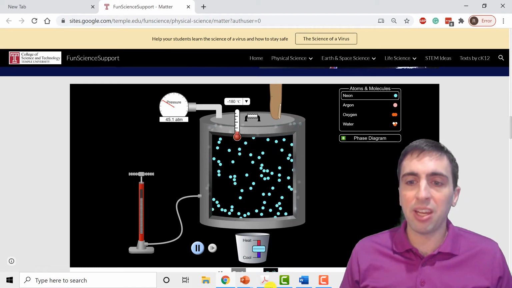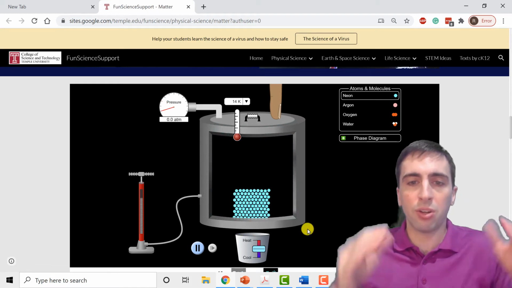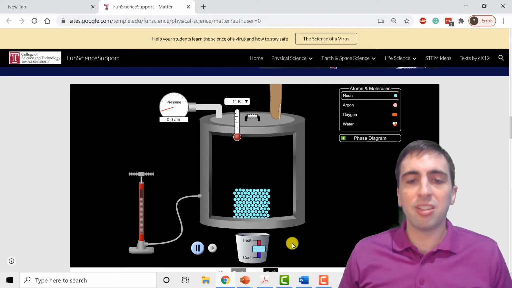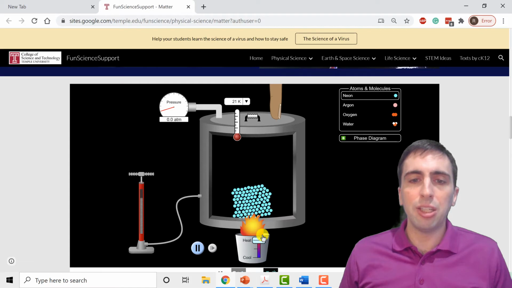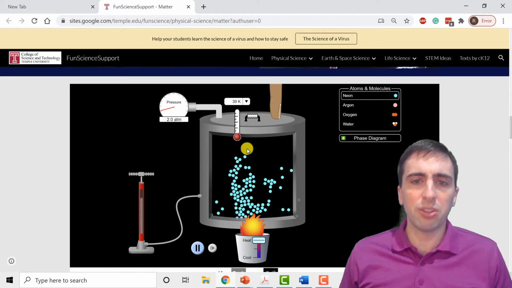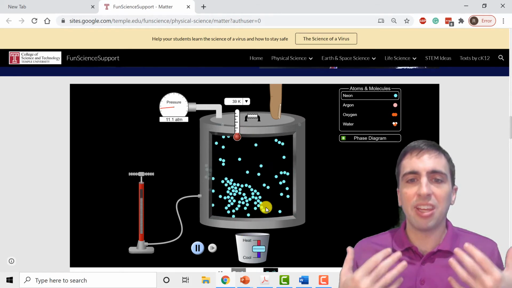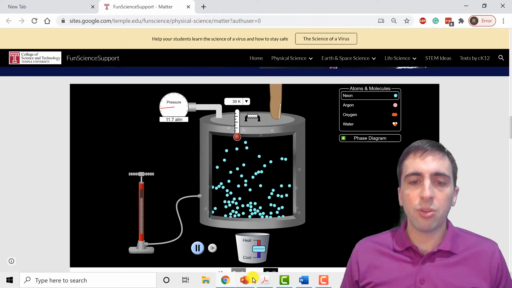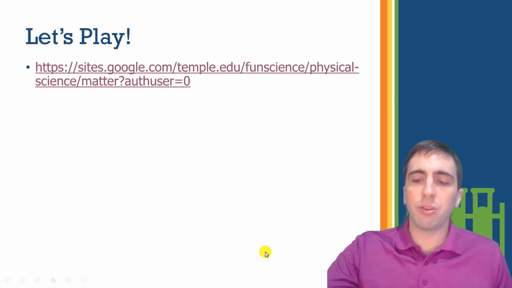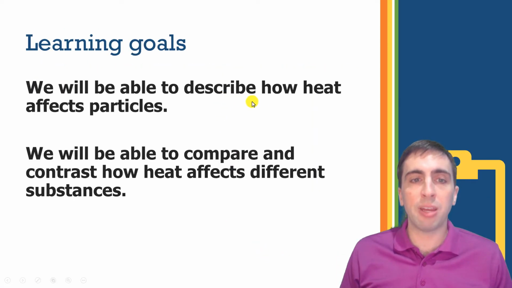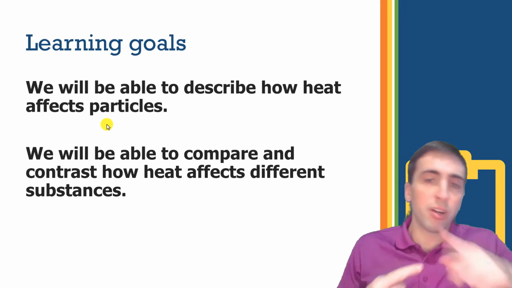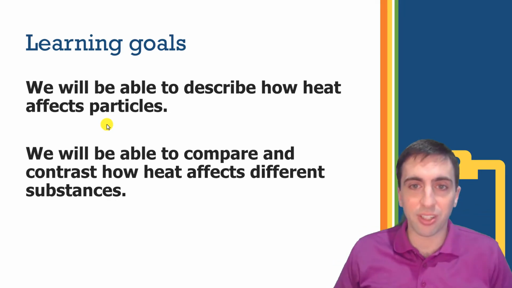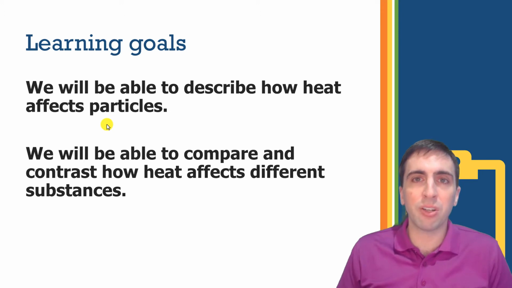If we go back to the beginning, you can see the particles are all lined up nicely. It's a solid. We add heat. More heat, and it'll turn into a gas. The particles start moving everywhere. Okay. So that was our first learning goal. We wanted to be able to describe how heat affects particles. I think that heat makes the particles move around faster. Okay, good. We got our first learning goal.